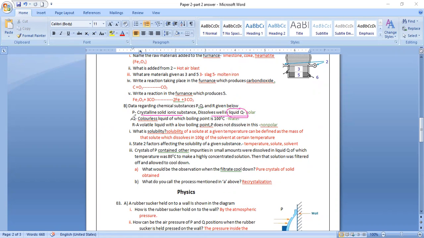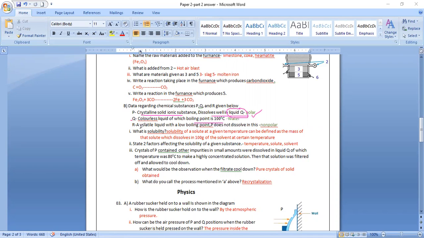So let's go to Q. That is a colorless liquid, right? Its boiling point is 100. You know water only boils at 100. So this Q is water. They have told us P can dissolve well in Q, meaning it can dissolve well in water. Therefore, if something can dissolve well in water, we call that a polar substance, right?